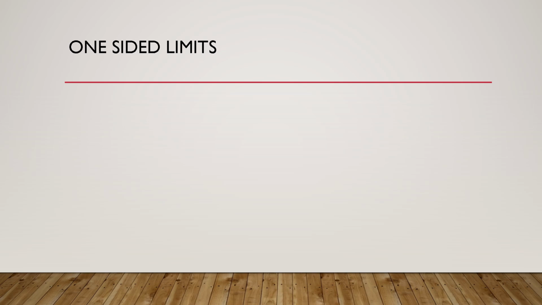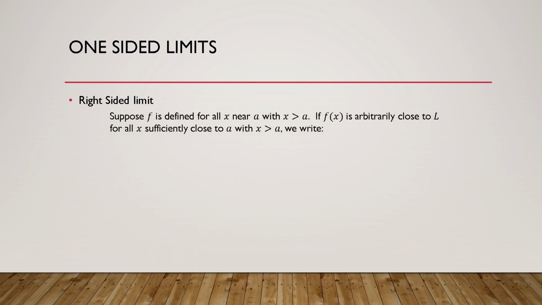A limit is evaluating how a function behaves as it approaches a given independent variable. Some functions behave differently depending on which direction the variable is approached. For a right-sided limit, suppose f is defined for all x near a with x greater than a. If f of x is arbitrarily close to L for all x sufficiently close to a with x greater than a, we write the limit of f of x as x approaches a from the right equals L.